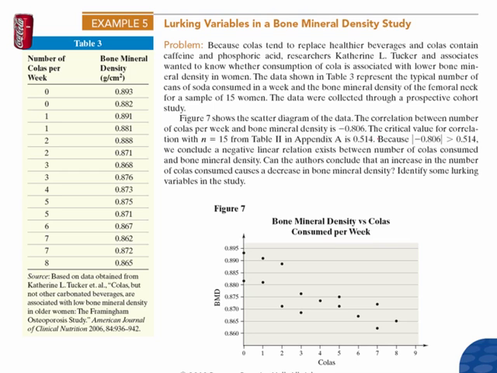From table 2, we find that the critical value for n equals 15 is 0.514. So because the absolute value of negative 0.806 is bigger than 0.514, there is, in fact, a negative linear relation between the two variables. Are you with me so far?